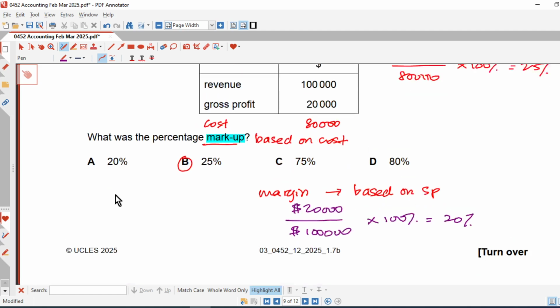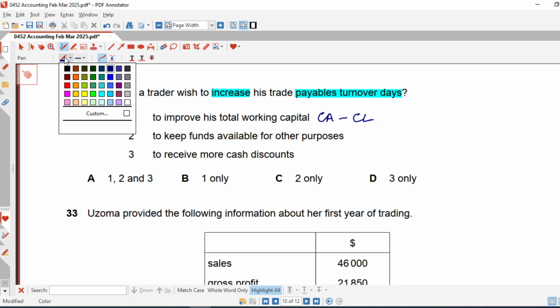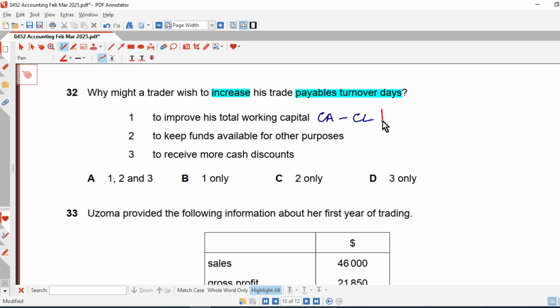Okay, so question 32. Why might a trader wish to increase his trade payables turnover days? Right? Why do you want to owe your suppliers for a bit longer? Why do you want to increase the payables days? To improve his total working capital? Working capital is current assets minus current liabilities, right? So when you increase the amount you owe your payables, that increases the current liabilities. So you're not really improving working capital, it's actually worsening.